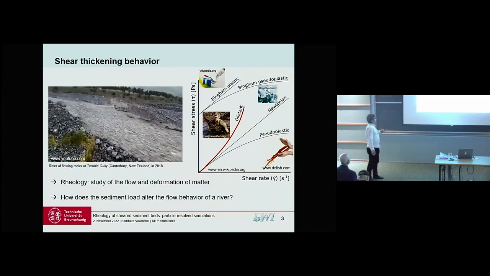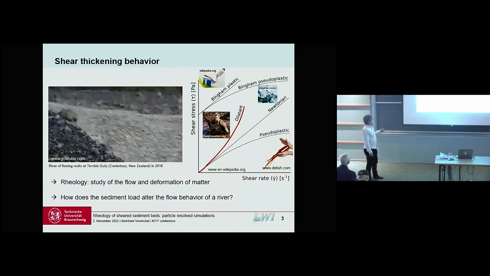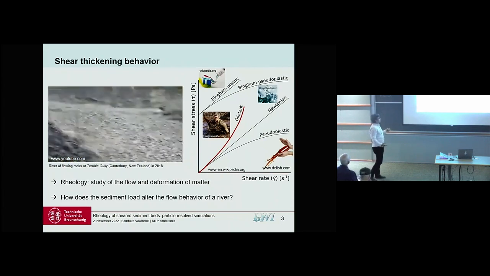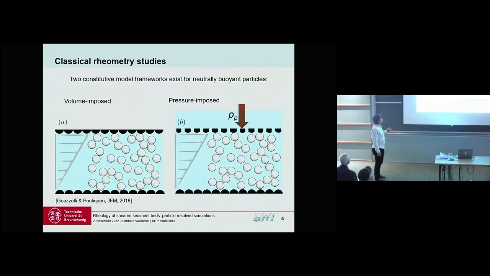So yeah, now the question we're asking is, how do these suspensions flow, and can we describe these in terms of rheology? So in order to do that, we take constitutive equations that have been derived from classical rheometer studies. There are two prototype situations where you have neutrally buoyant particles in a fluid, and then the volume imposed setup says that there are two walls that are always at the same distance, and then you shear the suspension to see what the stress exerted on the particle is in response to a shear rate.